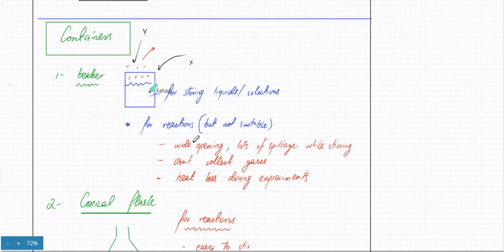First thing, it has a wide opening. So if you want to stir or shake things, there's going to be a lot of spillage. So this wide opening, lots of liquid particles can spill out of it. It's not suitable for collecting gases because agar gas collect karni hai, it's a wide opening. So most of the gas would release. There's going to be significant heat loss. Heat ke experiments hote hain, there's going to be significant heat loss as well.